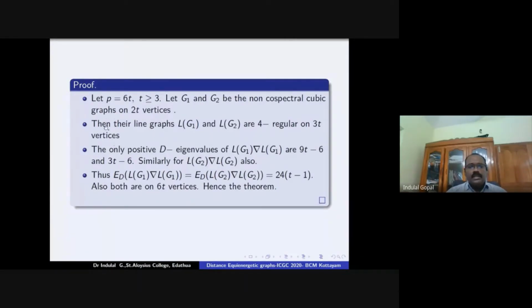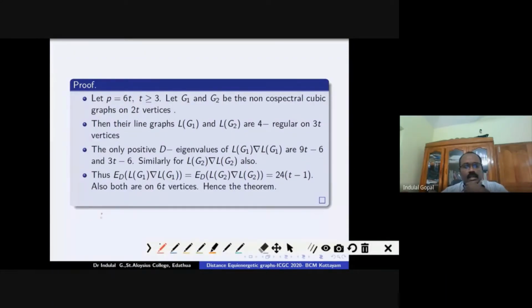So given p equal to 6t, let G1 and G2 be two non-cospectral standard cubic graphs on 2t vertices. The standard cubic graphs we consider are, one is K_{3,3}, the bipartite graph, and the other is the non-bipartite graph.